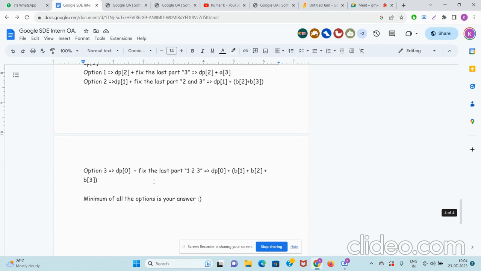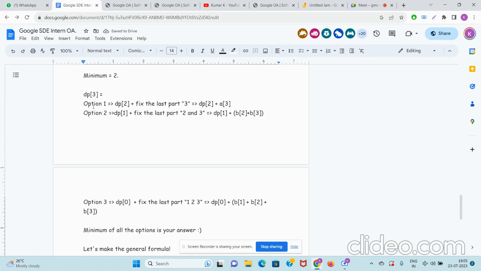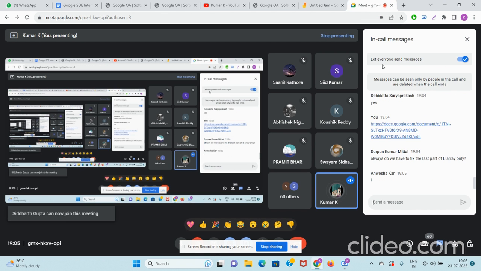So guys, now let's make the general formula and end the session. We have solved the Google OA problem. Now we are ready for the 60 LPA interview. So guys, what will be the general formula? DP 3 के लिए कितने ऑप्शन बने थे? 3 ऑप्शन बने थे ना? तो DP I के लिए कितने ऑप्शन बनेंगे? Guys, how many options will be there for DP of I?